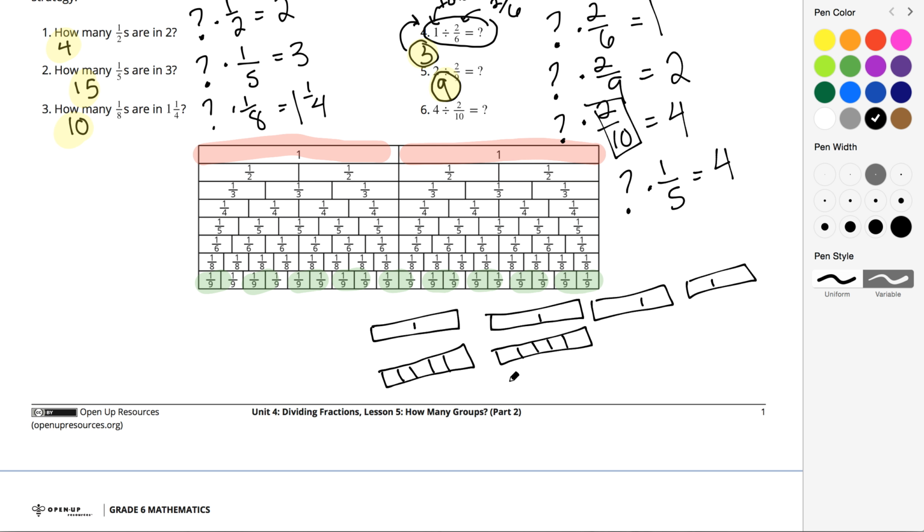1, 2, 3, 4, 5. So there are 5 pieces in each whole. This makes 10, 15, 20. I have 20 pieces.